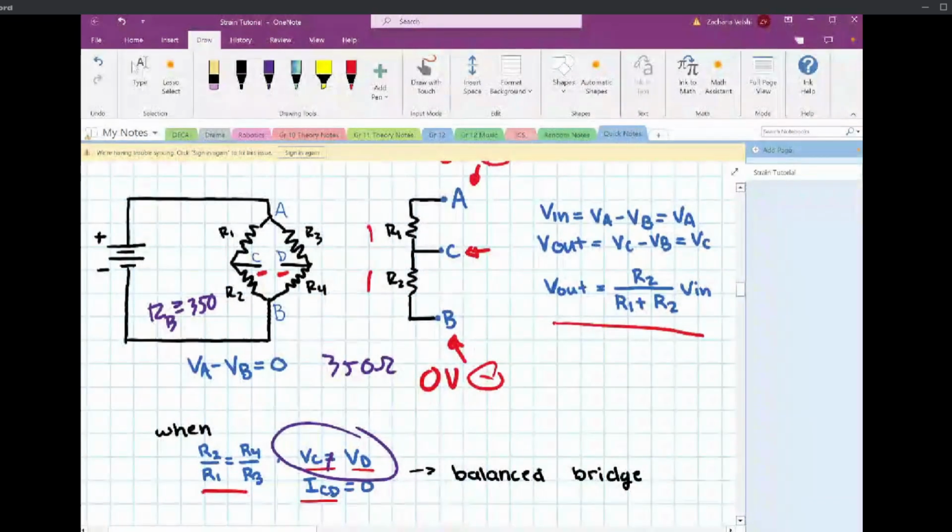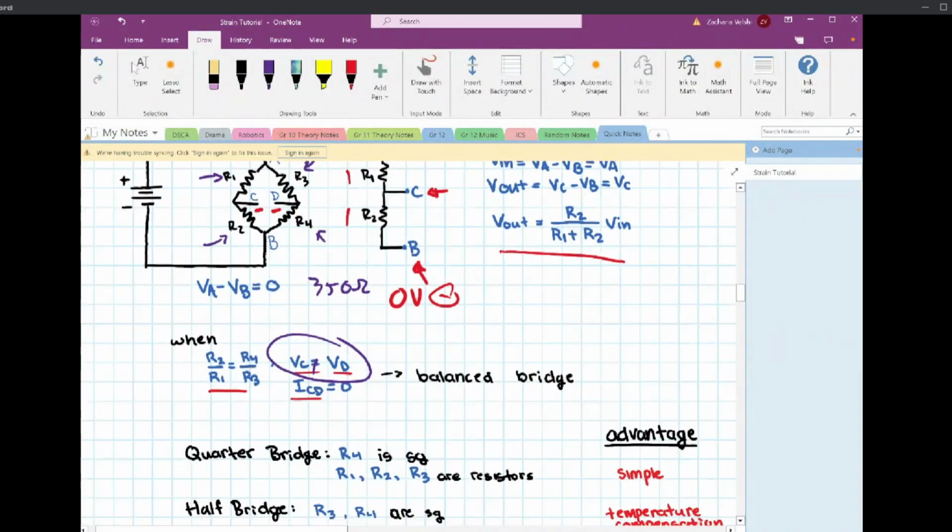Replacing one strain gauge, or one resistor, in the Wheatstone bridge is called a quarter bridge. There's also half bridge and full bridge configurations. For a half bridge, you replace R1 and R2, so those both become strain gauges. For a full bridge, you replace R3, R4, R1 and R2. And there are a couple advantages to that.